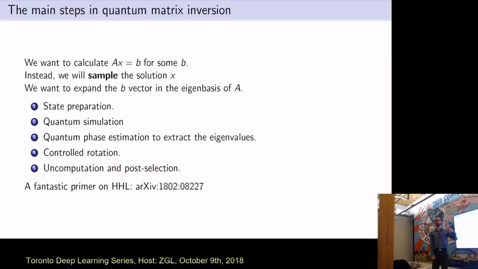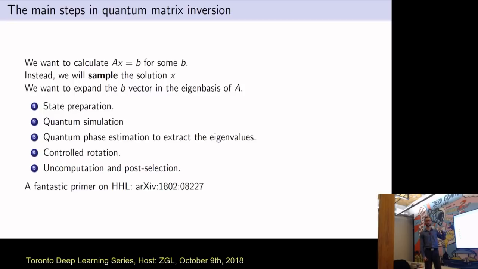So we have some linear equation, Ax equals b. And we want to find x, but if we encode things in a quantum system, these are going to be quantum states. And as I told you, if you actually want the state in the end, then you would have to do a full tomography. So we don't really want that. We will just sample the solution x, and that's still meaningful in the scenario that we consider. And what we're going to do is expand this b vector in the eigenbasis of A, and we basically just invert the eigenvalues, and that's it. That's the core idea.